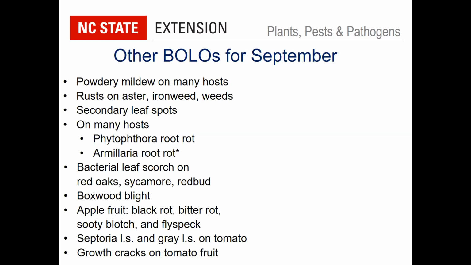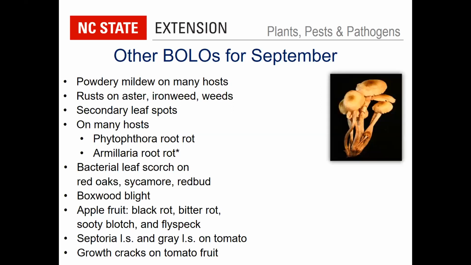And there's an asterisk. We've reached the season of asterisks for Armillaria because in September is the season when you may actually see the mushrooms. It's not always going to be there, but if they are, there'll be clusters of basically honey-colored mushrooms. And you can send us a photograph of those if you're suspecting that's what's affecting your trees or shrubs. Bacterial leaf scorch on the red oak group, on sycamore and redbud.